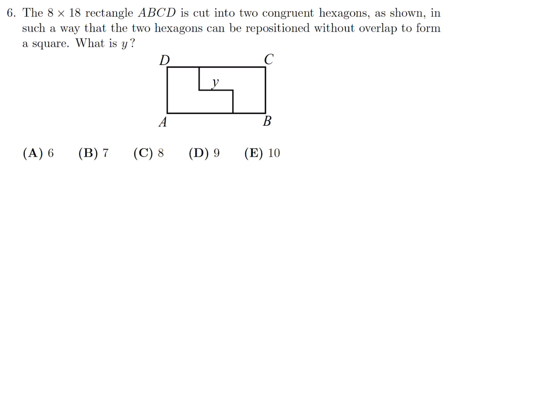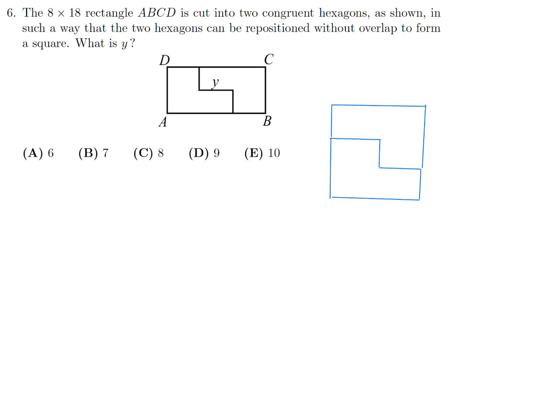The 8 by 18 rectangle ABCD is cut into 2 congruent hexagons as shown in such a way that the 2 hexagons can be repositioned without overlap to form a square. What is y? So if you reposition these to form a square, this shape here is going to sit on top of the other one, so like this. So something like that, right? When you put them on top of one another, and it has to be a square, so obviously all of those sides are going to be equal. So this side has to be equal to that side, correct?